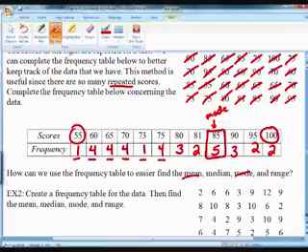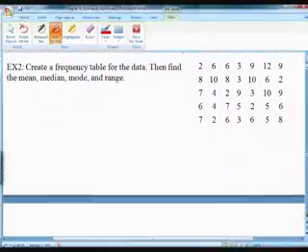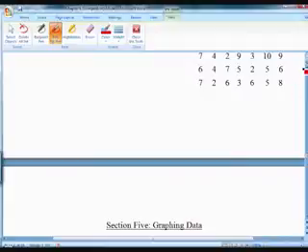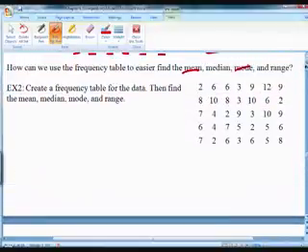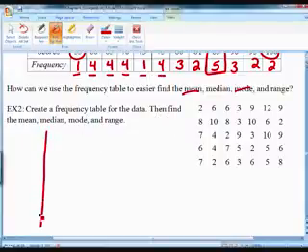Really simple. Let's do all those things again, and then we are finished, I believe. No, just this one. Create a frequency table for the data, then find the mean, median, mode, and range. Let me show you something. You can actually do it up and down too if you'd like to. We'll do it both ways.